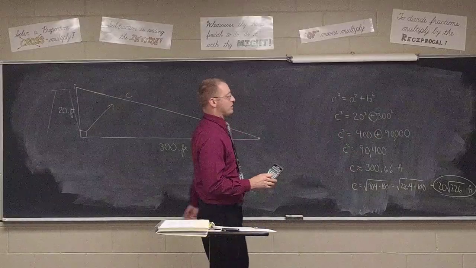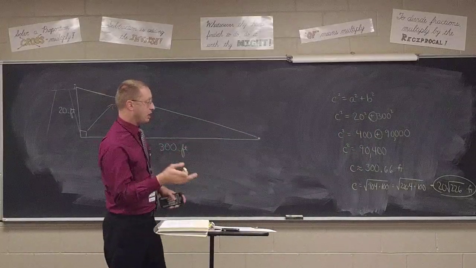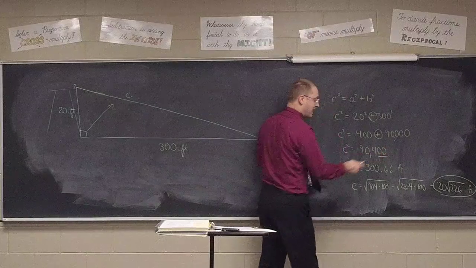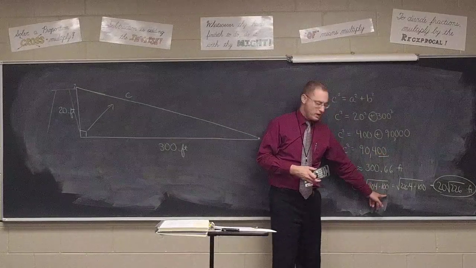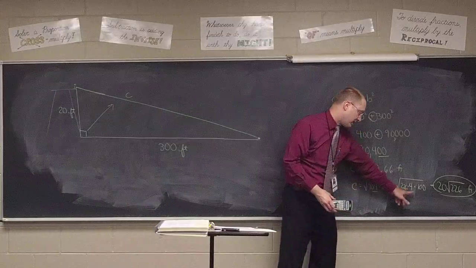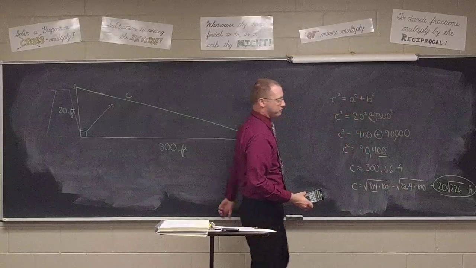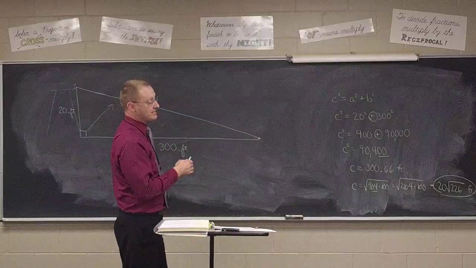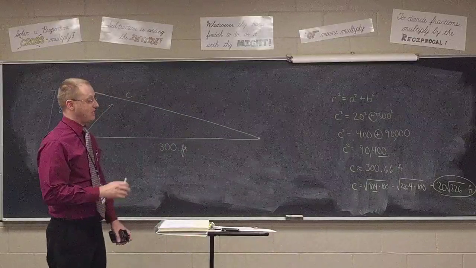So it should have worked out this way. I ended up reducing the radical, of course, once again, the double zero ending told me I knew there's 100, and then the 904 ended in 04, so I knew there was also a 4 in that. So I got 226 times 4 times 100, which came out to 20 times the square root of 226 feet.